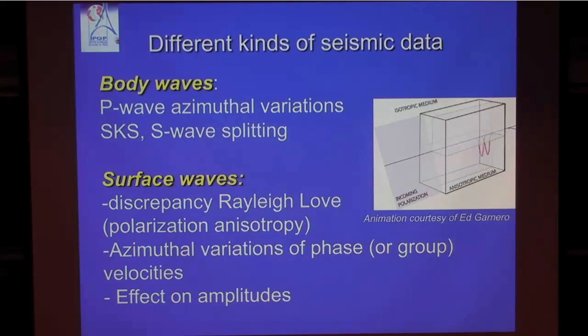I will focus more on the surface waves. For many years, people realized that we cannot explain Rayleigh and Love waves with an isotropic medium. And so in the 60s, it was necessary to introduce what was named, it's not exactly a good name, the polarization anisotropy. Later on, in the 70s, people started to investigate the azimuthal variation of the phase or group velocities. The effects on amplitude are also present, but much more difficult to investigate, so I will not show examples of that.